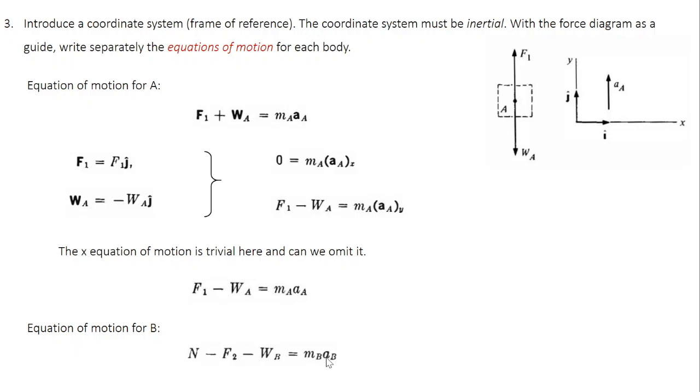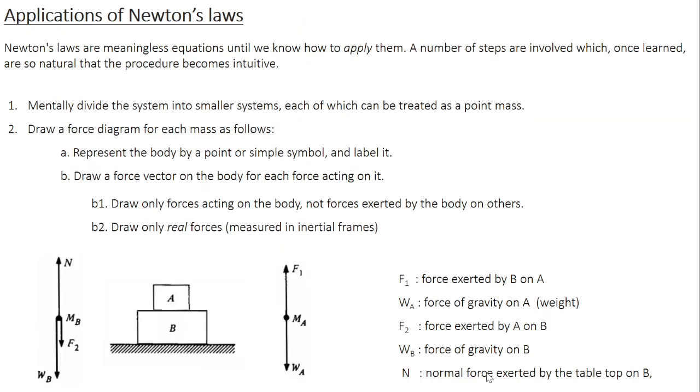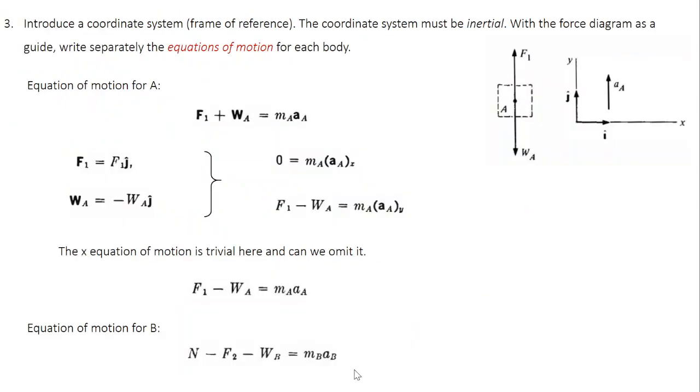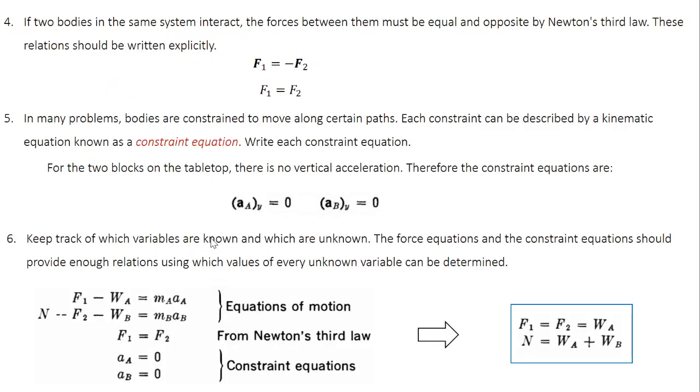Similarly, what is the equation of motion for B? So I have N acting in the upward direction, positive direction, and WB and F2 acting in the negative direction. So left hand side is N minus F2 minus WB equal to MB into AB. So these are the equations of motion.